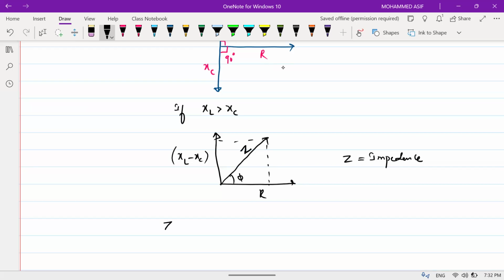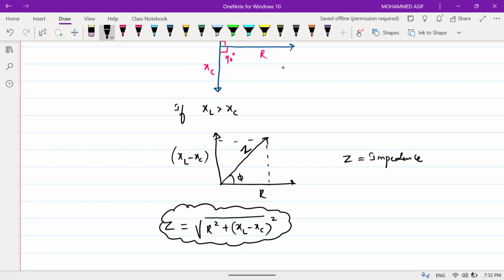Now, Z value will be equal to how much? Anyone? What is the value of Z? It is under root of R square plus XL minus XC whole square. Got it?